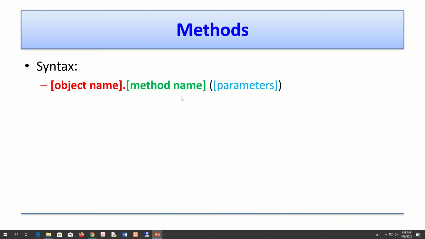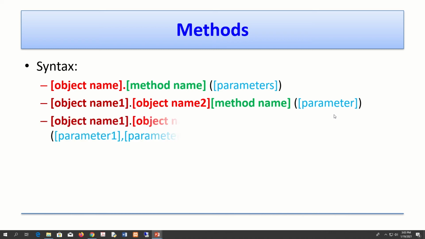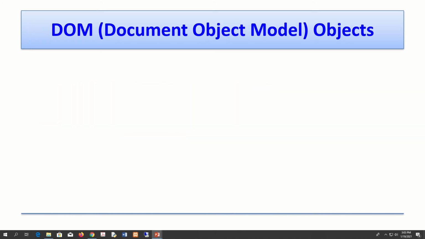So when you access the method, first of all, we have to follow the object name, and then put the dot operator, and then the method name. Then if there is a parameter, we can pass that parameter. So let's see these things in examples. If there is a sub object, we have to follow the correct path: object 1, object 2, and then the method name. If there is a parameter, we have to pass it. I'll explain this in a better way by using examples.